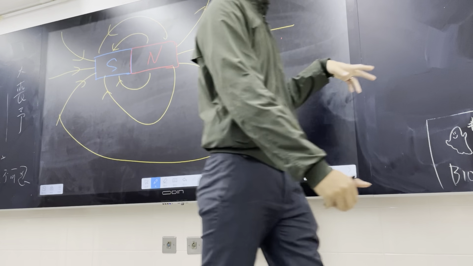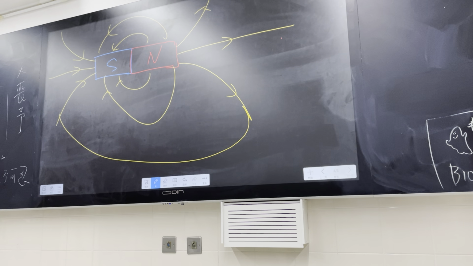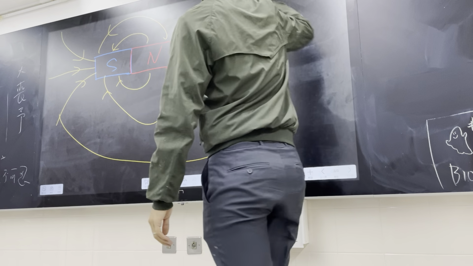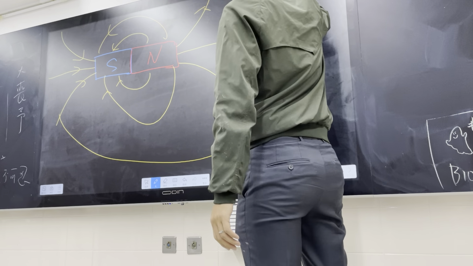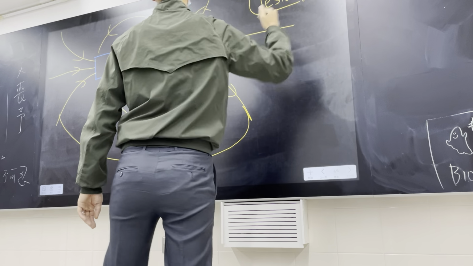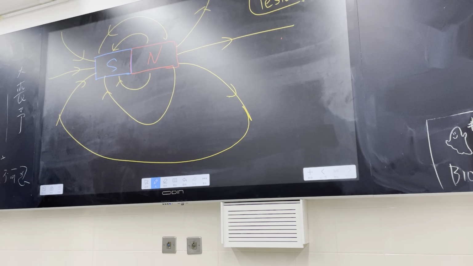Okay, so how can we measure the magnitude of the magnetic field? The unit is T, which is Tesla. The unit for the magnetic field is Tesla.